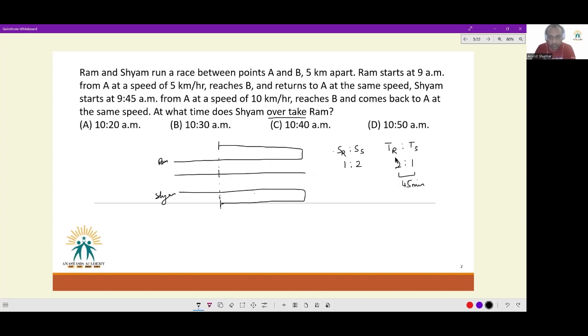Now I know the difference in their times is 45 minutes, which means Ram has run for 1 hour 30 minutes and Shyam has run for 45 minutes. So at what time will Shyam overtake Ram? 1 hour 30 minutes after Ram started, or from 9 am we go 1 hour 30 minutes forward, we get to 10:30 am, or 45 minutes forward from 9:45 am when Shyam started, we get to 10:30 am.